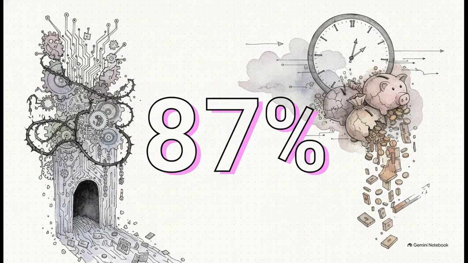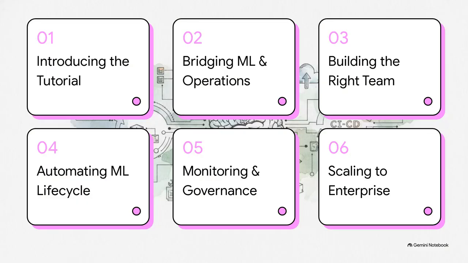Now, to understand exactly why this tutorial is so absolutely critical right now, just consider this staggering statistic. 87%. Think about that for a second. According to the research, 87% of machine learning models never actually make it into production. That literally means a massive amount of your data science investment is currently delivering zero business value. None.